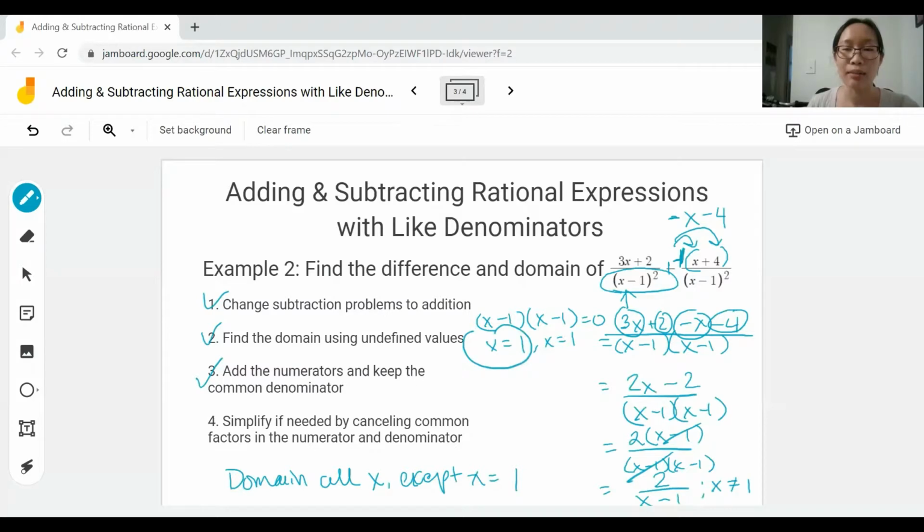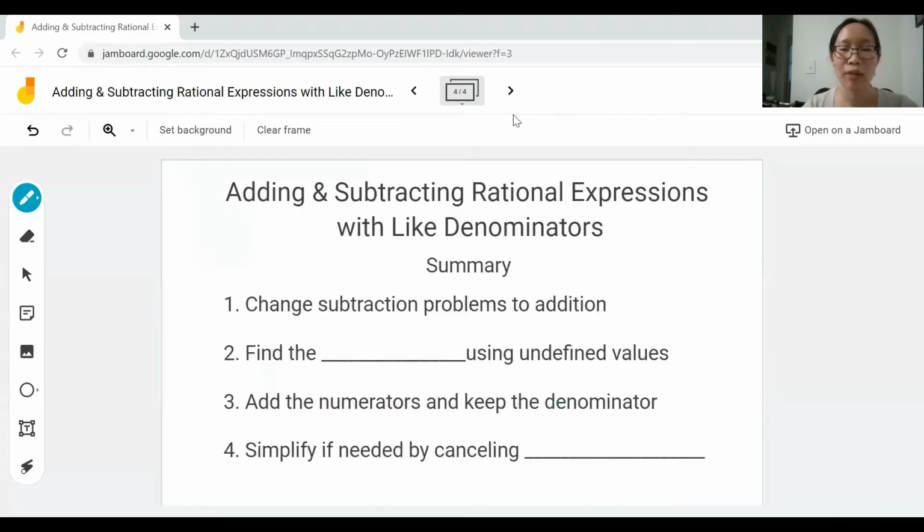Let's summarize. When we add and subtract rational expressions with like denominators, we change subtraction problems to addition. If your second numerator has multiple terms, you must distribute the -1 among all the terms. Secondly, we find the domain using our undefined values. We set our denominator equal to 0 and solve for x. Third, we add the numerators and keep the denominator. And fourth, we simplify if needed by canceling common factors.